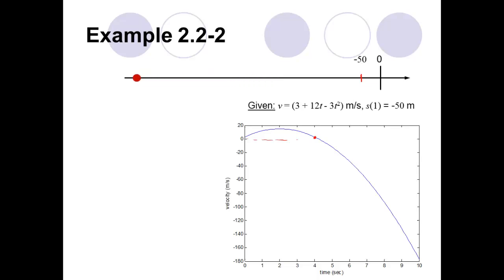And so you can sort of imagine the particle doing something like that, moving to the right and then moving to the left. We don't really know where it is at time equals 0, and we don't really know where it is at time equals 10, but we know where it is at time equals 1 second, and we know what its velocity is across that whole time.